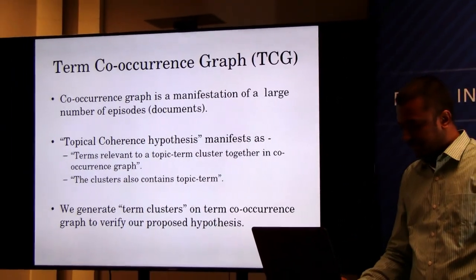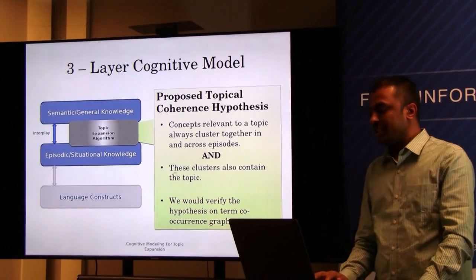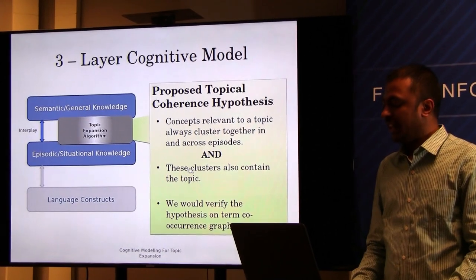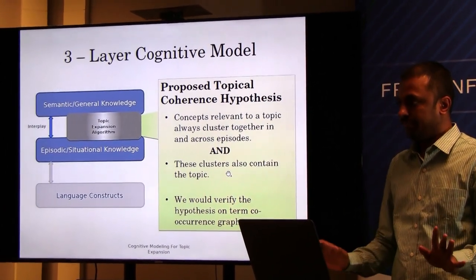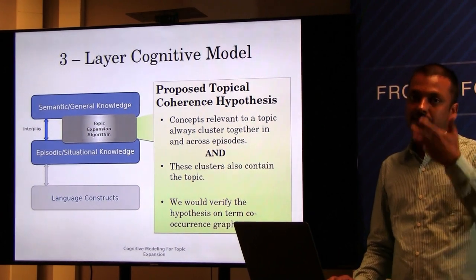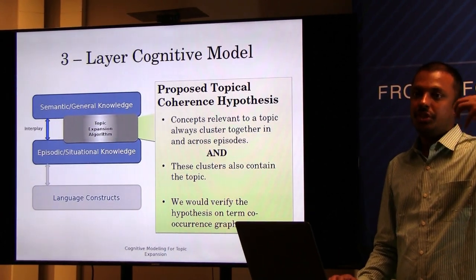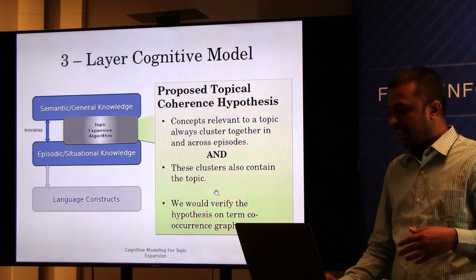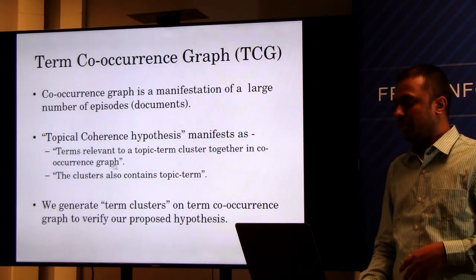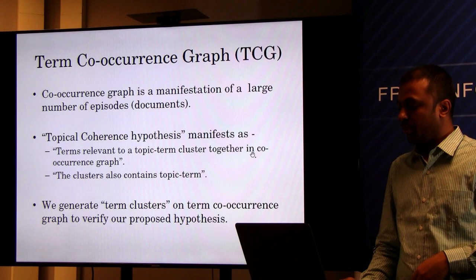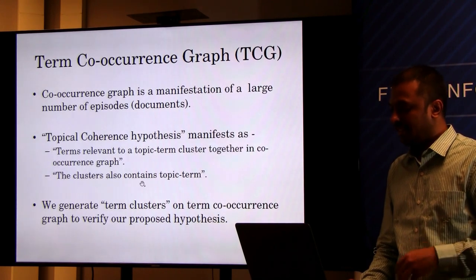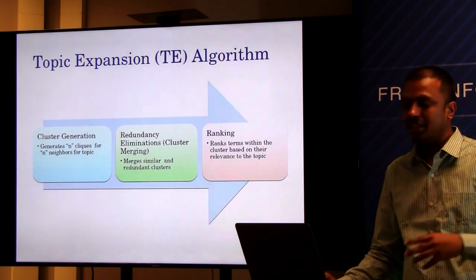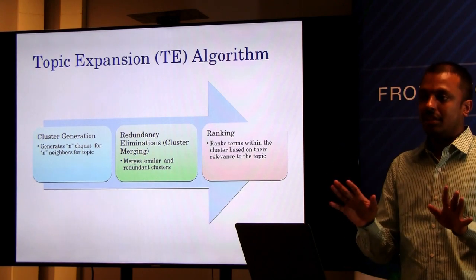What we said is this: concepts relevant to a topic always cluster together in and across episodes, and these clusters also contain the topic. So this is our hypothesis. So what we say is, in our abstract notion of semantic memory, this is how it looks, and we convert this into a Kulkarni's algorithm, where we say terms relevant to a topic term cluster together in a Kulkarni's graph, and the clusters also contain the topic term. I think from here it gets converted into a clustering algorithm, which we will probably discuss.